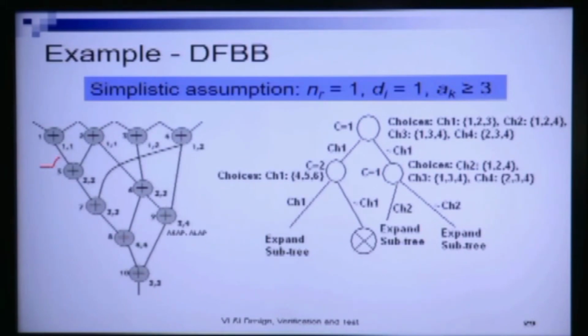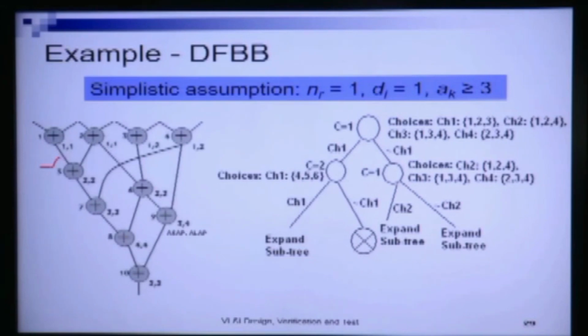Then for example, at the first time step, at c equals 1, which denotes the first time step, and nothing has been scheduled, our choices are as follows. I can use 3 resources and I can allocate 3 operations to these resources. Choice 1 is I allocate 1, 2 and 3 to the 3 resources. Choice 2 is I allocate 1, 2, 4. Choice 3 is I allocate 1, 3, 4, and choice 4 is I allocate 2, 3, 4 to the available 3 resources.